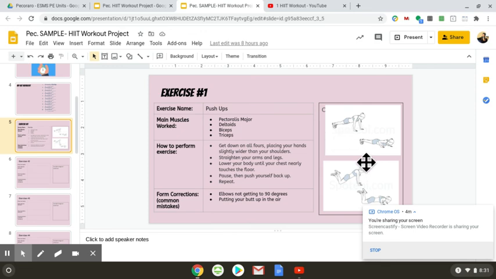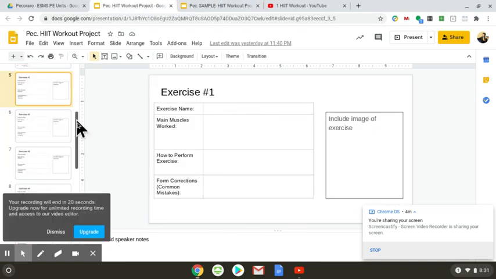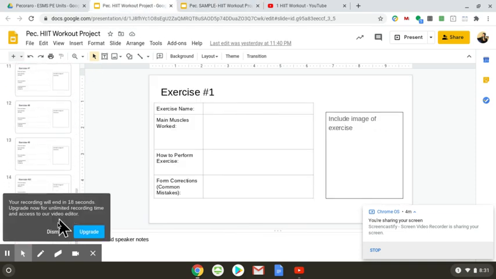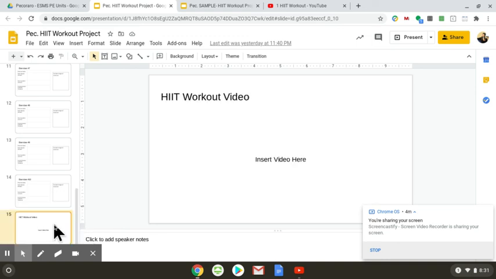Miss Wright would have to finish slides exercise number 2, exercise number 3, exercise number 4, all the way to exercise number 10. She still has to finish all of those for her personal HIIT workout. The last thing that's in your skeleton right here is the place where your HIIT workout video will go. I'm going to be the only one that sees that, and we'll talk about this part later.